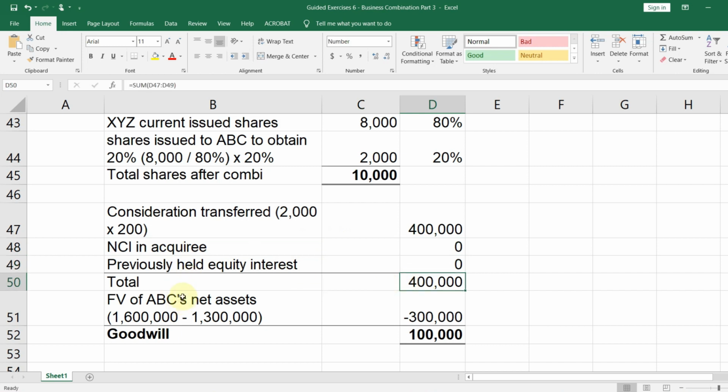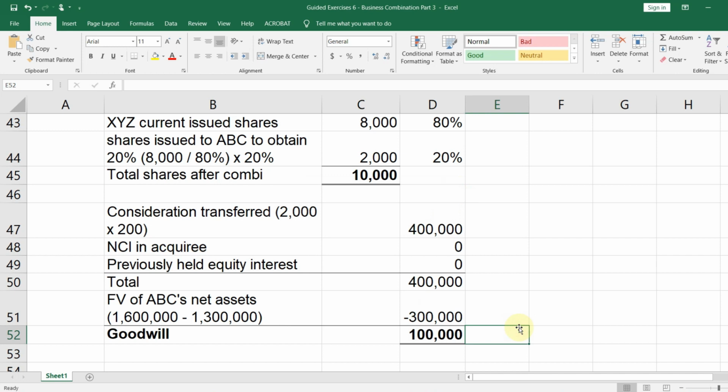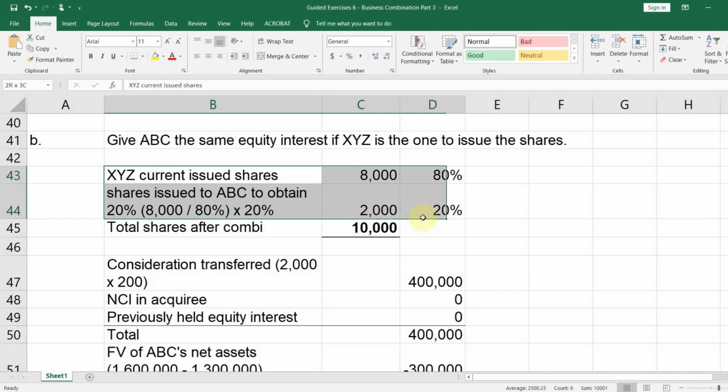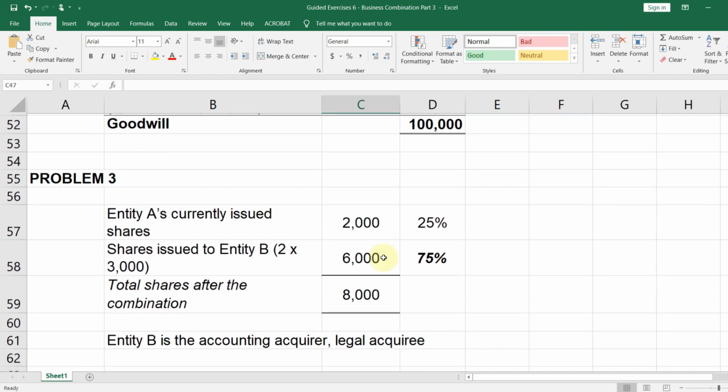Then you deduct the fair value of ABC's net assets. Given in the balance sheet, it has total assets of 1,600. Minus its one liability of 1,300, you get 300,000. So 400 minus 300, you get goodwill of 100,000. That's all there is to it. I hope you understand this, although you may need to go over the explanation repeatedly. You'll get the hang of it. When I was an undergrad, I probably read it 100 times before I got it.